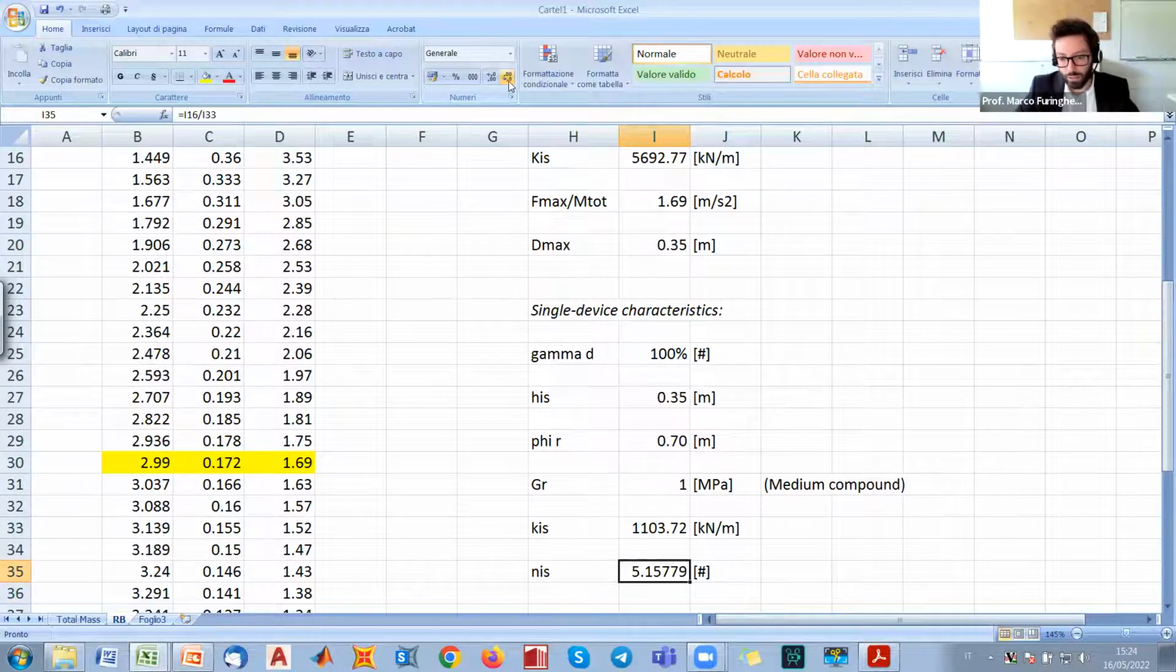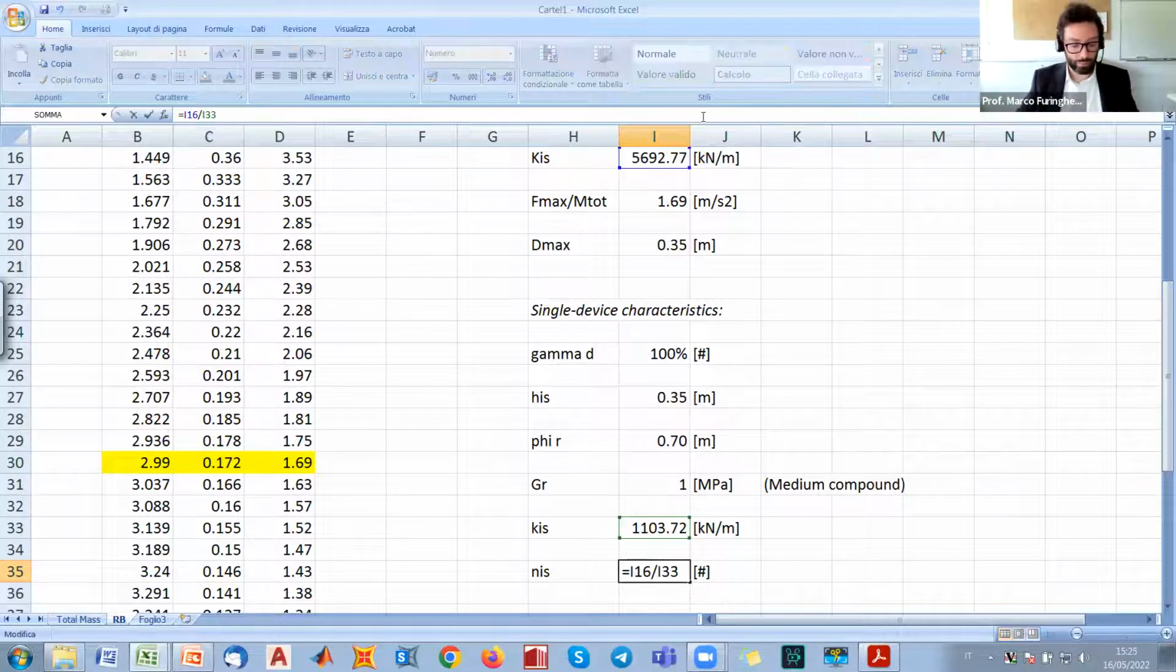Okay, you see that there is a strange number. 5.2 doesn't mean anything, because we cannot install just 20% of a bearing. We will have for sure to come up with integers for this parameter. And then, yeah, maybe here we can round it.